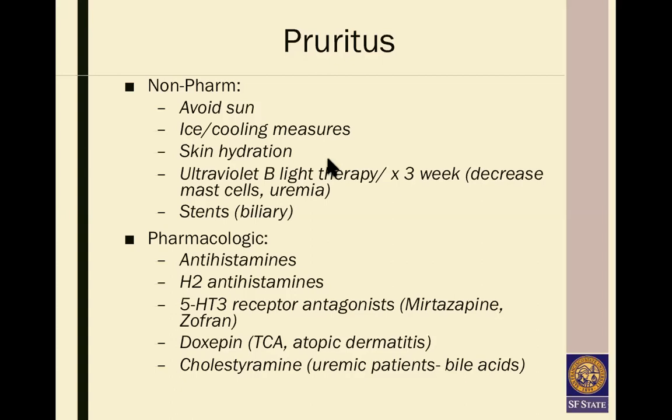Pharmacologic medications that we use are antihistamines, H2 antihistamines, and serotonin receptor antagonists, so mirtazapine, another great drug to use, and Zofran. If we think that it's responding to serotonin receptors, then you would use these two drugs. Zofran could be very helpful. For atopic dermatitis or TCA related, doxepin is also very helpful. And then for our uremic patients, colestipol is something that we use.